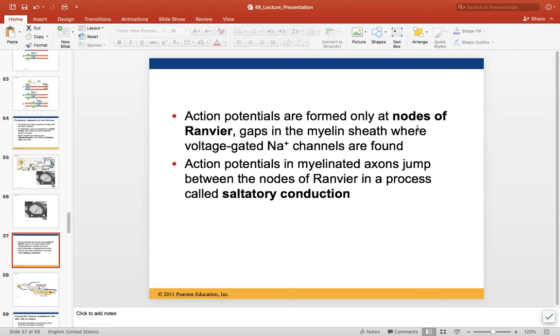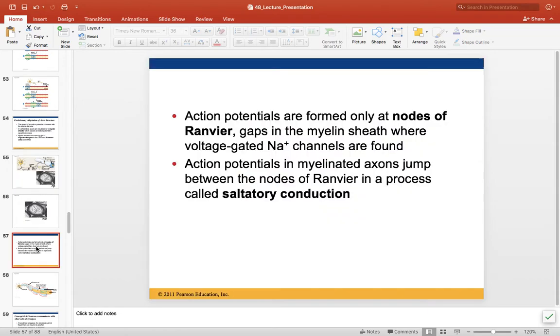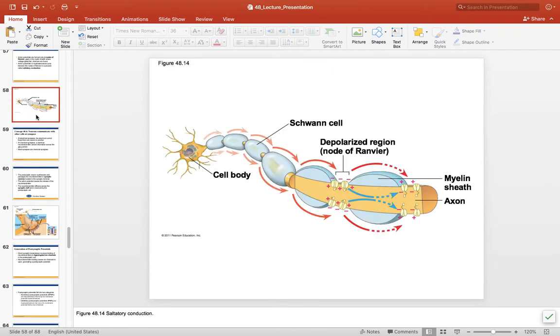You have these spots called nodes of Ranvier. Action potentials are formed only at nodes of Ranvier, which are gaps in the myelin sheath where voltage-gated sodium channels are found. So if I go back to the picture, here are these nodes of Ranvier. They are the gaps between the two toilet paper rolls. And so as the message moves, you can think of it almost like hopping from one node of Ranvier to the next, because that's where the message is going to depolarize and start over.